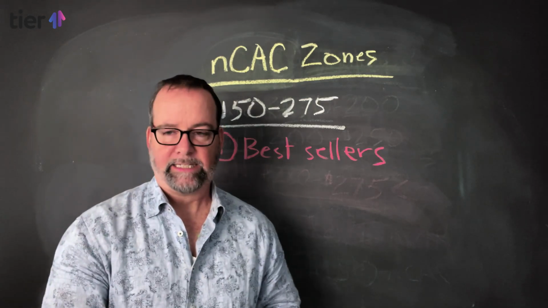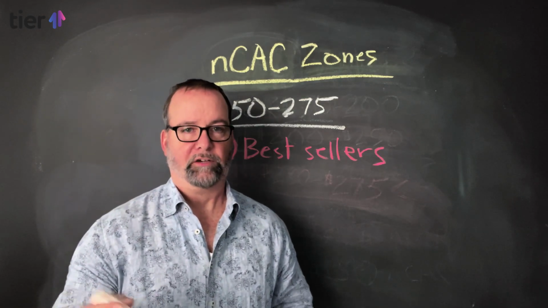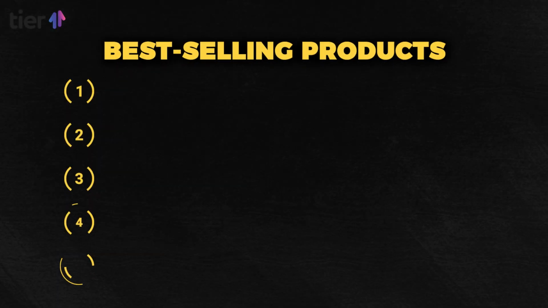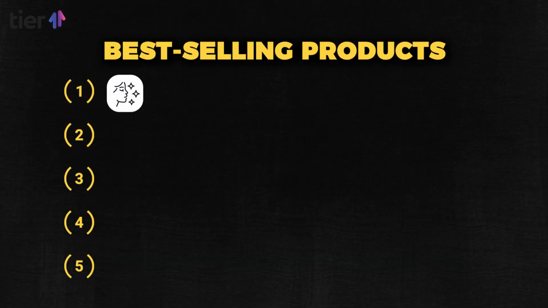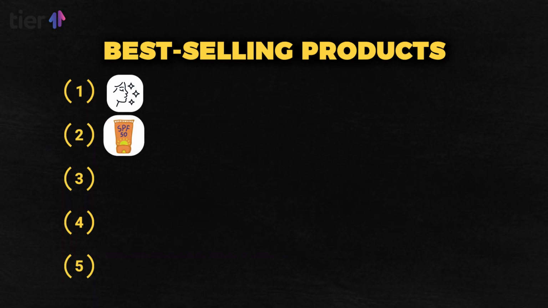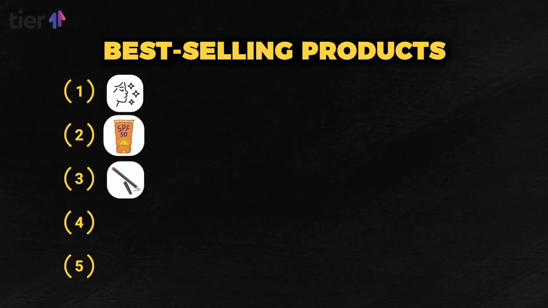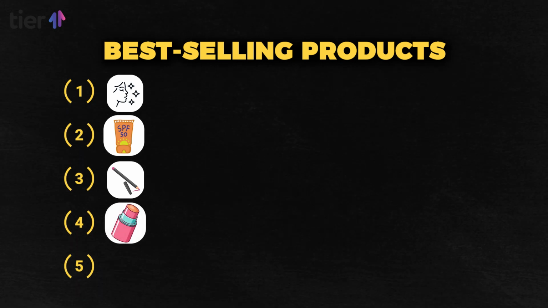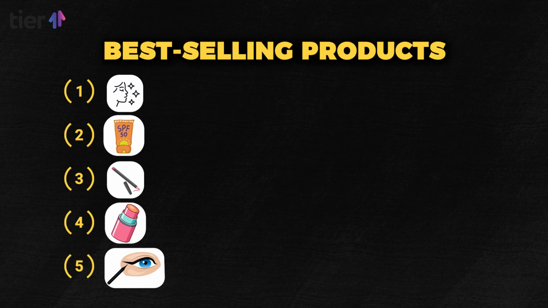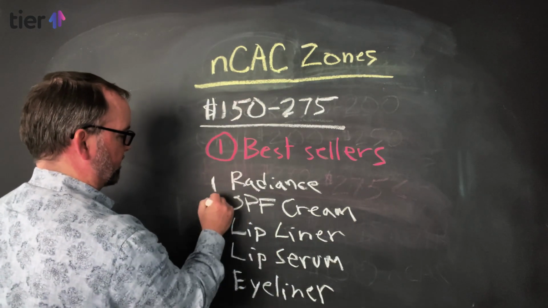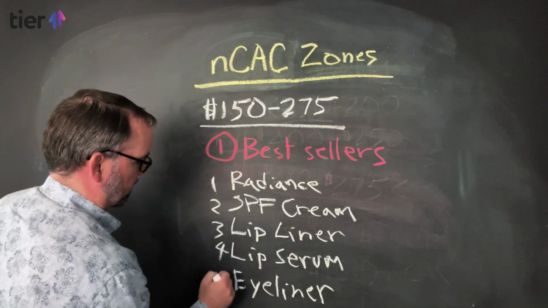In our case, we figured out their 5 best-selling products. One was what we refer to as a radiance booster. Their second best-selling product was an SPF cream. Their third was a lip liner. The one after that, I believe, was a lip serum. And last but not least was an eyeliner. So these are your best sellers, 1, 2, 3, 4, 5.